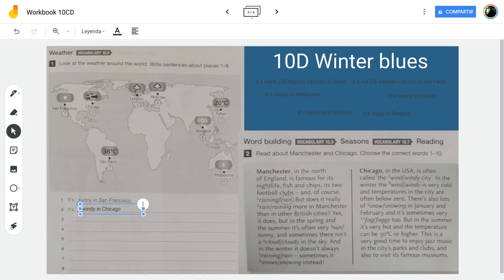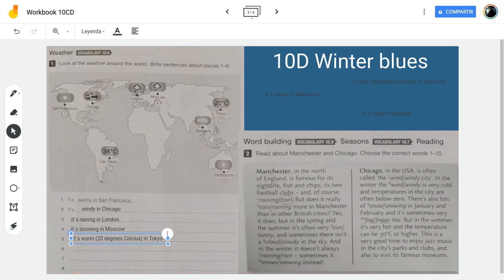Number three is London. Look at that symbol. That symbol means rain. So we say it's raining in London, or we can say it's rainy in London. Number four, Moscow. It's snowing in Moscow. Number five, Tokyo. That's 20 degrees Celsius. That's warm. So we can say it's warm in Tokyo or it's 20 degrees Celsius in Tokyo.